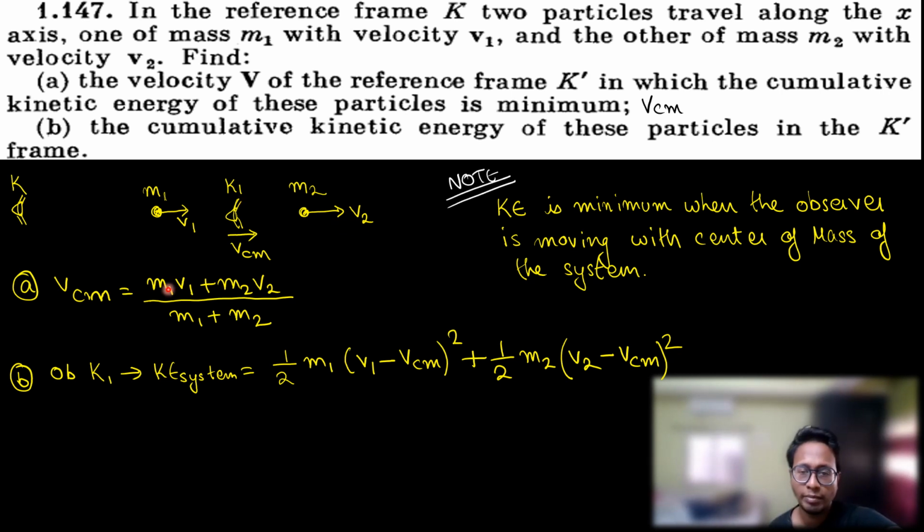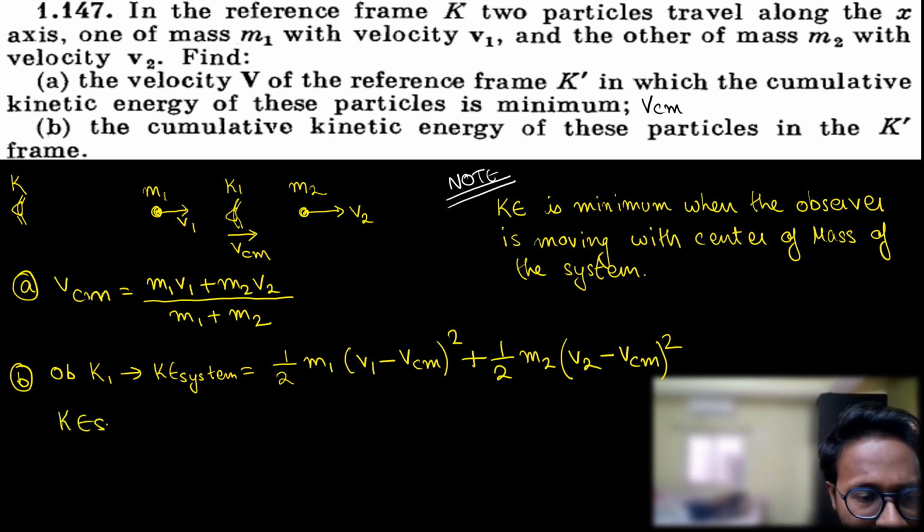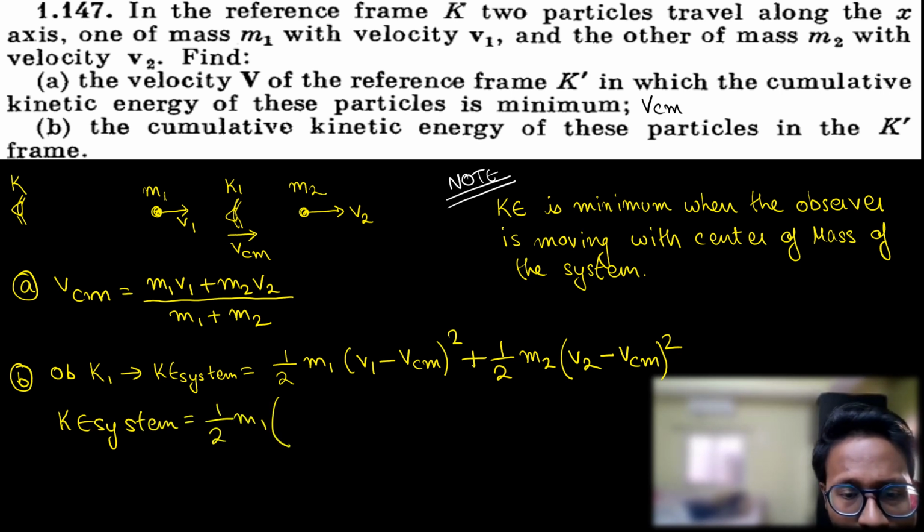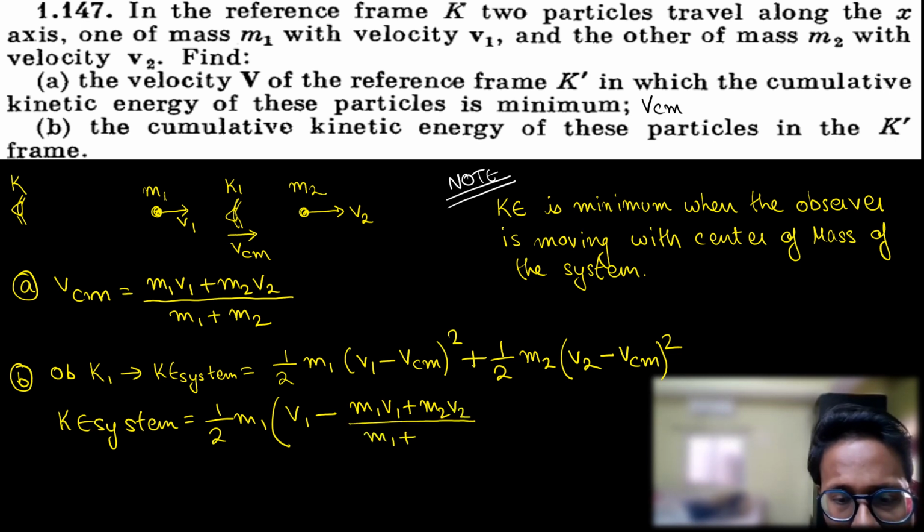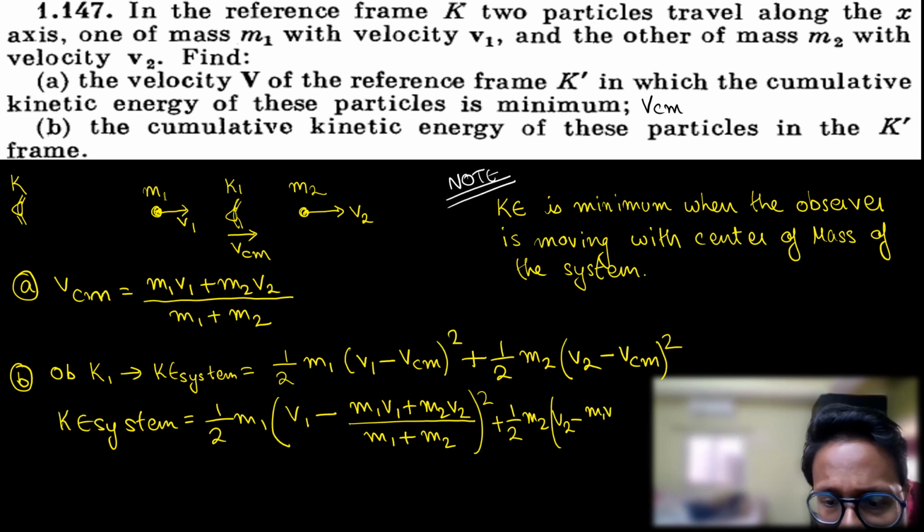Now the remaining thing is algebra. I'll substitute the velocity of center of mass here and find the kinetic energy as seen by this frame of reference. So kinetic energy of the system is nothing but half m1 into (v1 minus (m1 v1 plus m2 v2) divided by (m1 plus m2)) whole square, plus half m2 into (v2 minus (m1 v1 plus m2 v2) divided by (m1 plus m2)) whole square.